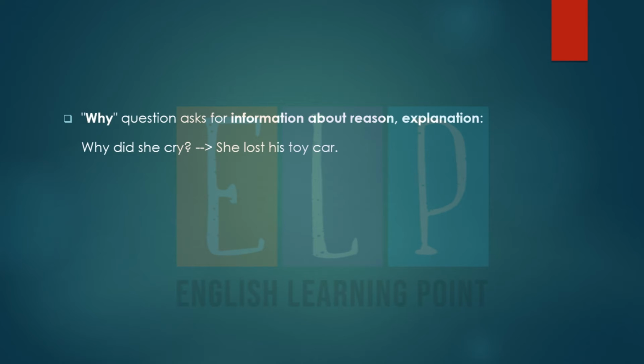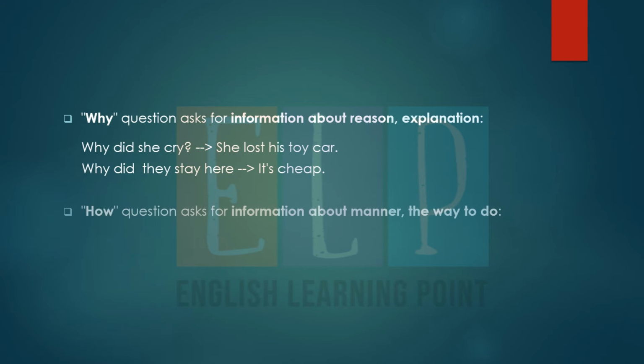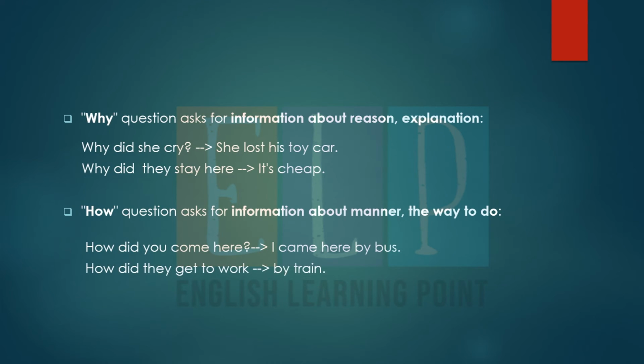Why questions ask for information about reasons and explanations. Why did she cry? Because she lost her toy car. Why did they stay here? Because it's cheap. How questions ask for information about manner, the way to do something. How did you come here? I came here by bus. How did they get to work? They got to work by train.